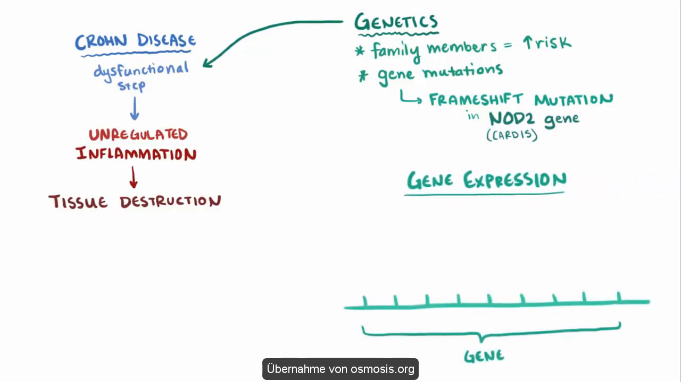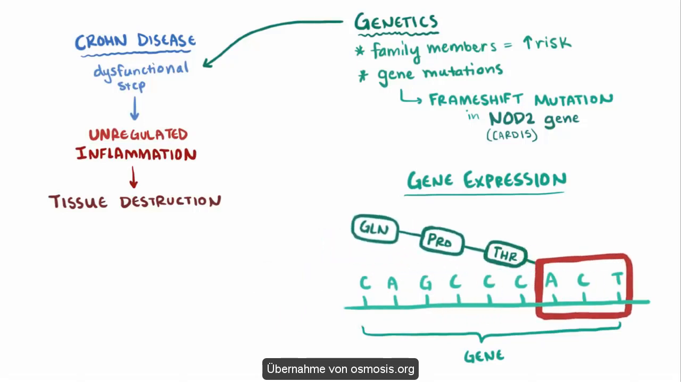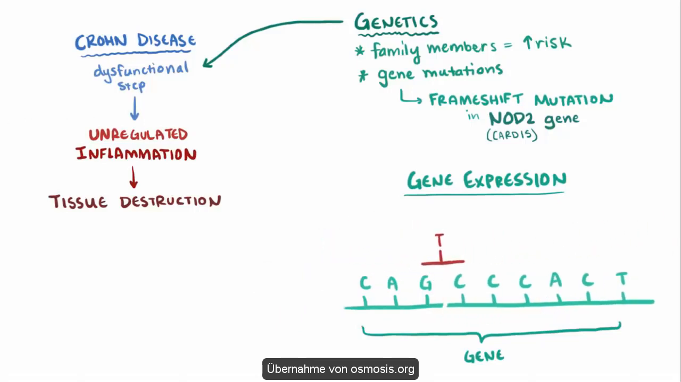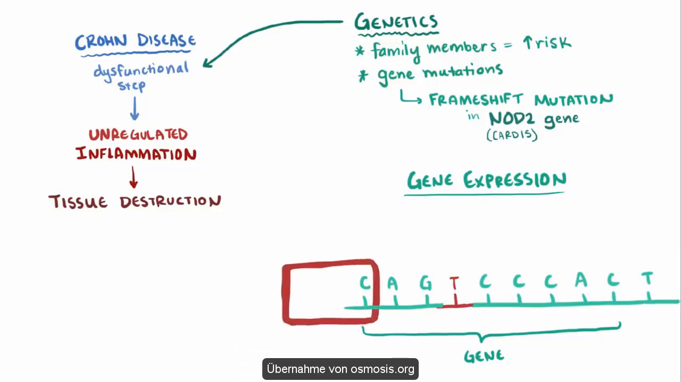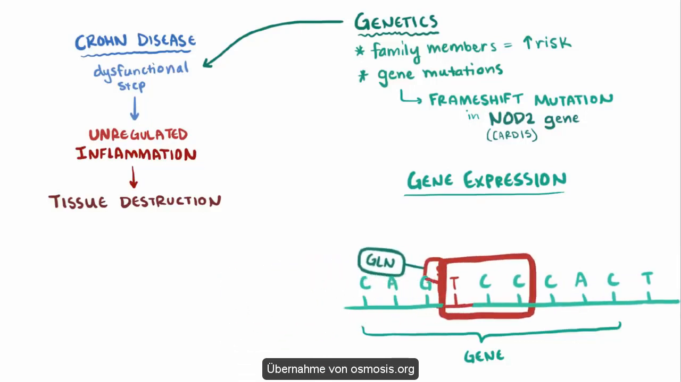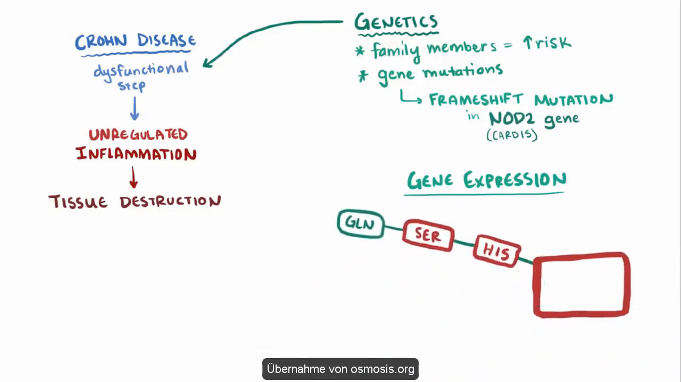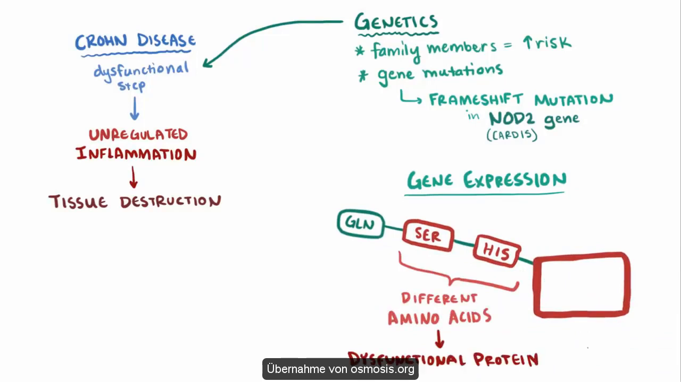Usually, for gene expression, nucleotides are read in groups of 3. But when you add or subtract 1 or 2 nucleotides, it essentially shifts all the remaining nucleotides, which usually ends up in totally different amino acids being coded, and probably a dysfunctional protein.